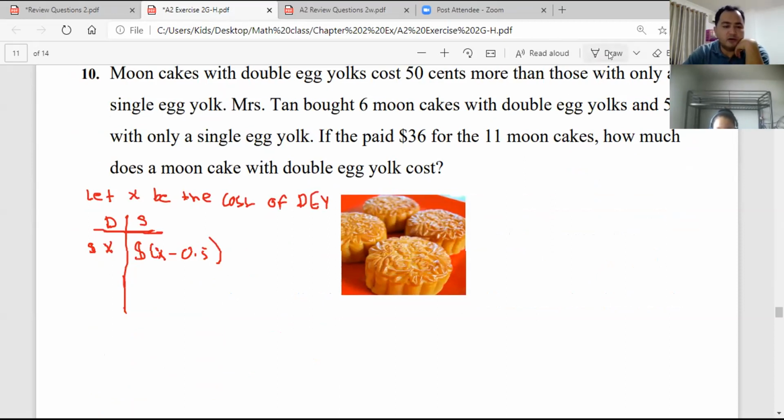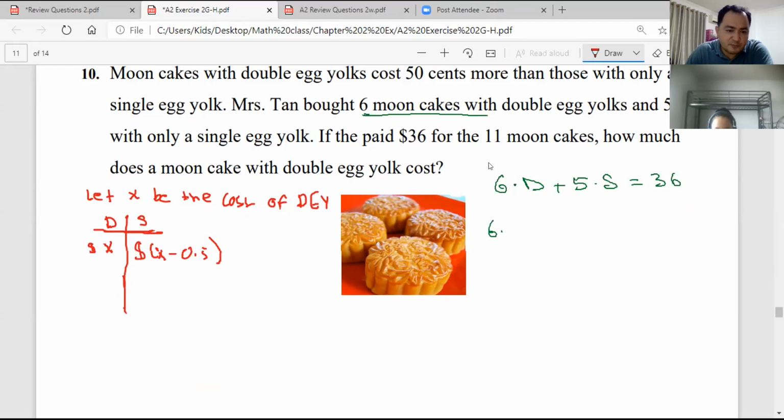Okay. Can you write the equation first? He is saying that Mrs. Tan bought 6 mooncakes with double egg yolks and 5 with only a single. So that is 6 times D, right? Plus 5 times S equals $36. If you just translate this word here, 6 mooncakes with double yolk, what is it? 6 times D plus 5 with only a single egg yolk. That is 5 times S. And altogether, how much did she pay? She pays $36.